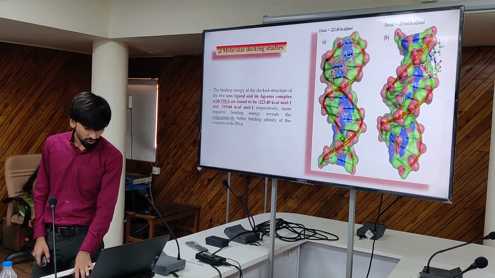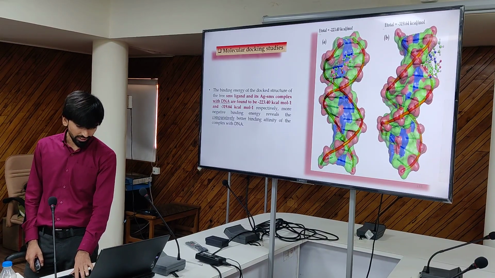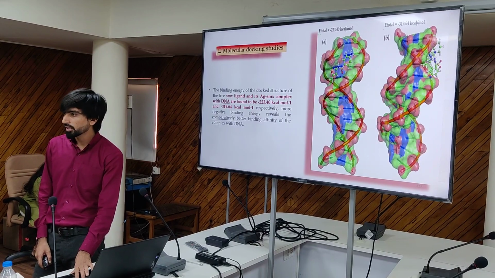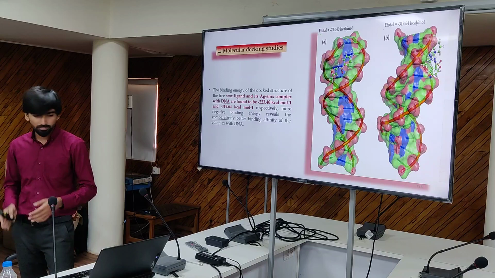From the docking study, the docking score of the metal complex is around -3.19, and in the case of SMX it is -2.23. So the silver complex of SMX has more binding affinity compared to SMX.